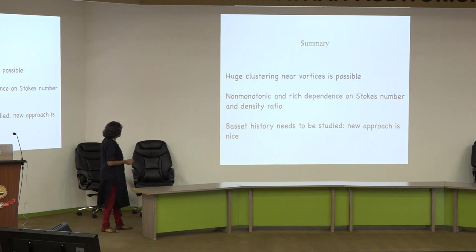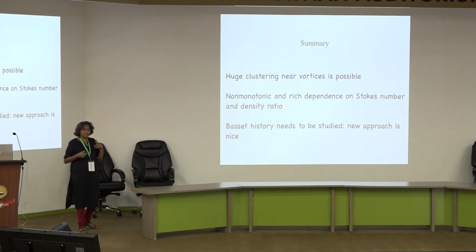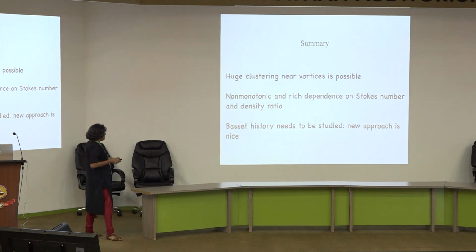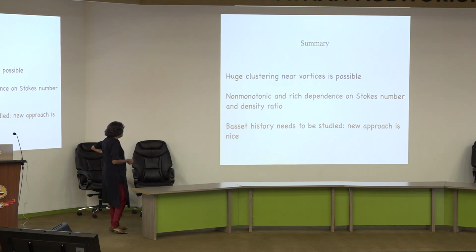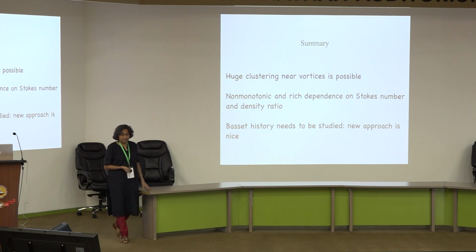The first thing is, counterintuitively, huge amounts of clustering near vortices is possible, and we've seen this just from two vortices which are identical. We have to study a whole range of vortices to see how much time particles can spend just because the vortices are interacting with each other. And the two important parameters, the Stokes number and the density ratio, the behavior as it depends on them is rather rich, non-monotonic and somewhat unpredictable, like we couldn't have guessed at this. And Bassett history needs to be studied, and though I say it myself, the new approach is nice. Thanks for your attention.